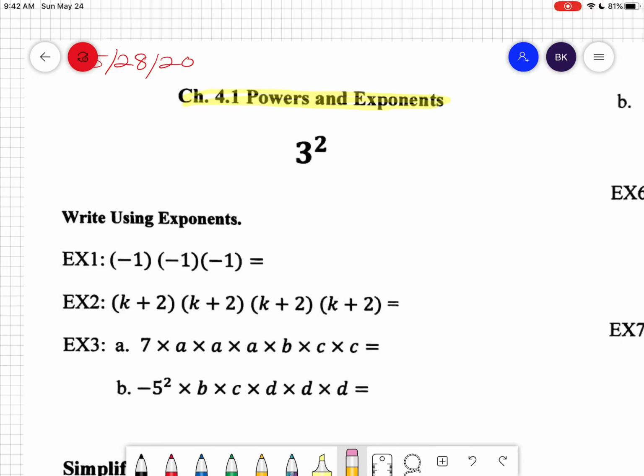Hi guys, today is May 28th and we are starting our last chapter of the school year, chapter 4, and it has a lot of algebra. It's basically all algebra, so you guys are going to get a feel for what's coming to you next year. So let's get started. Today's lesson is on powers and exponents.